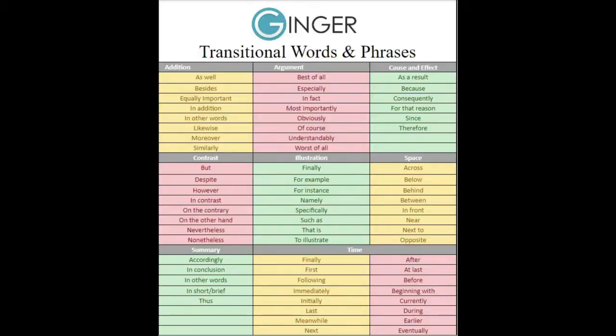So here we have a depiction of all the different transitional words and phrases that commonly come up in the majority of paragraphs. You can see they break them up into different categories of addition, argument, cause and effect, contrast, illustration, space, summary, and time. These are all different ways that you can transition in between paragraphs, and this is how you would start off your sentences. So if you have something contrasting between two paragraphs, you could start off with however, or nevertheless, or nonetheless, or on the contrary.